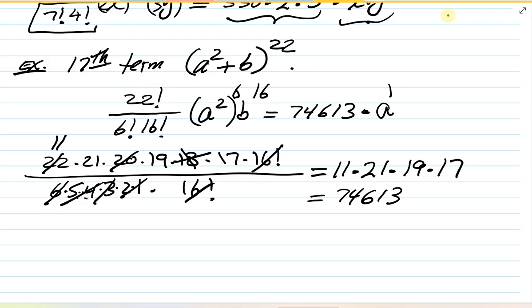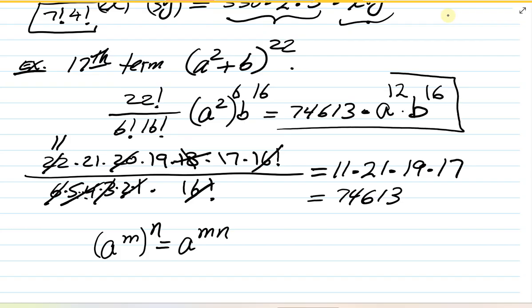You multiply 2 by 6, the power rule. A to the m, to the n. The power rule is a to the mn. So I multiply 2 by 6, and then we have b to the 16th power. And there you go, folks. That is your answer. That's going to be the 17th term in this expansion of that binomial.